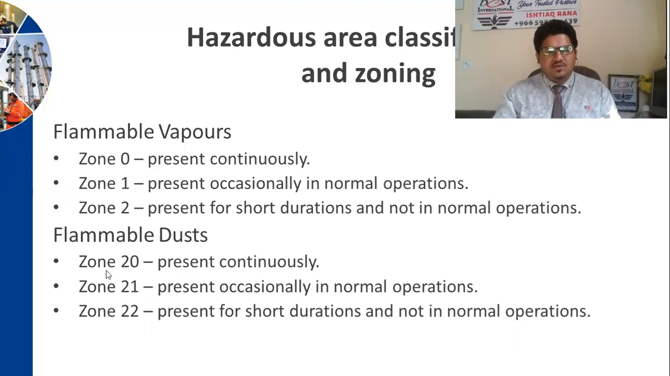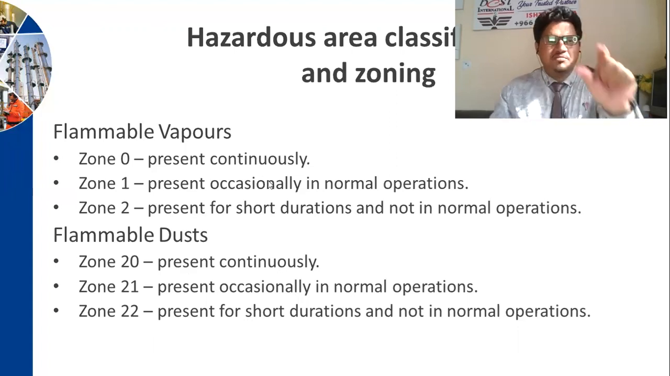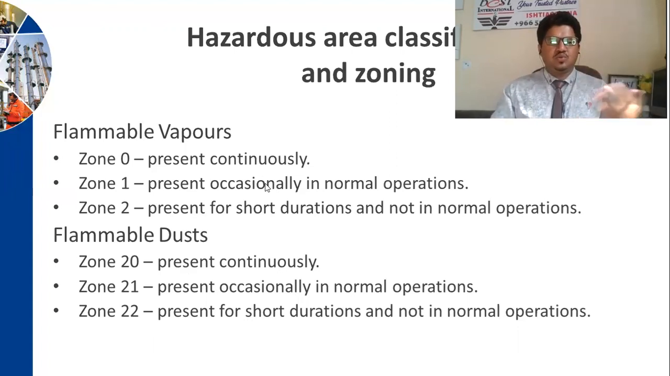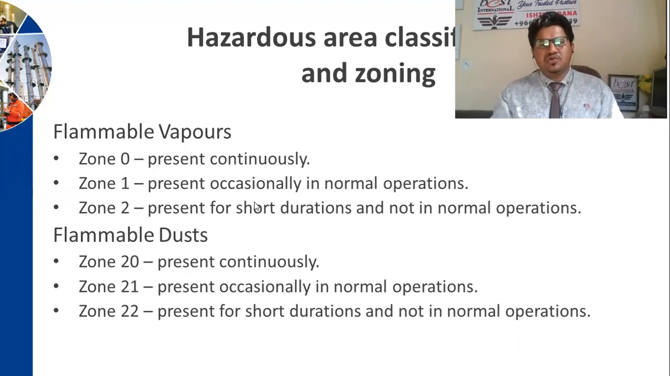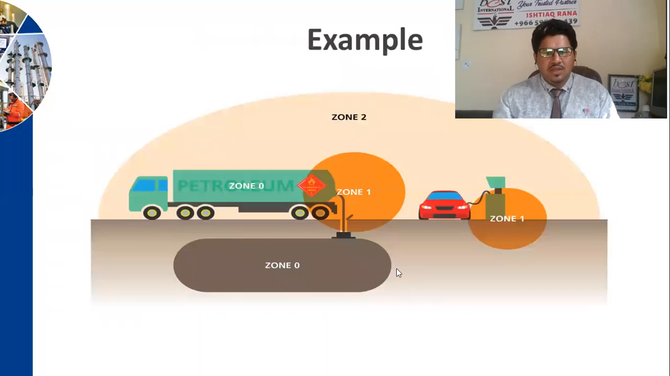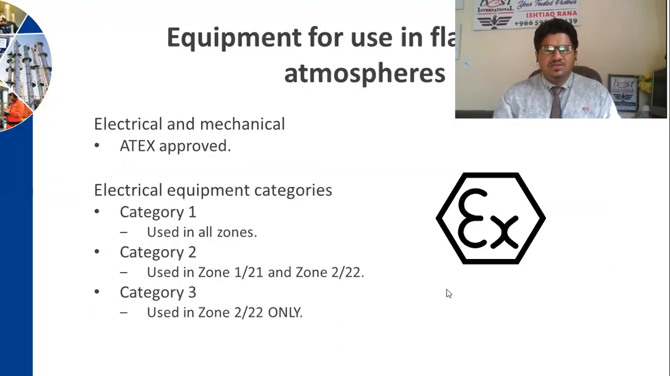But for flammable dust, we go for zone 20, present continuously. Zone 21 is present occasionally in normal operations, and zone 22 is present for a short duration, not in normal operations. So you need to understand and remember what zones 0, 1, 2 mean, and what zones 20, 21, and 22, related to flammable dust, mean. Look at this example. We have zone 1, zone 0, zone 1, zone 0. Understand this circle.